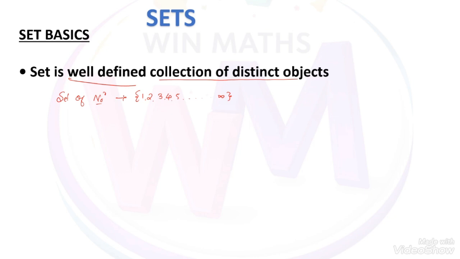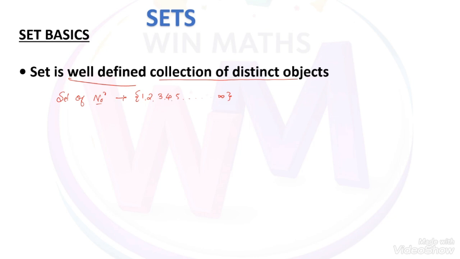Then we can take the set of all chapters for first PUC. There are 14 chapters. So we have to make a collection. All chapters will be distinct. That's why it is the set of all chapters for first PUC mathematics.